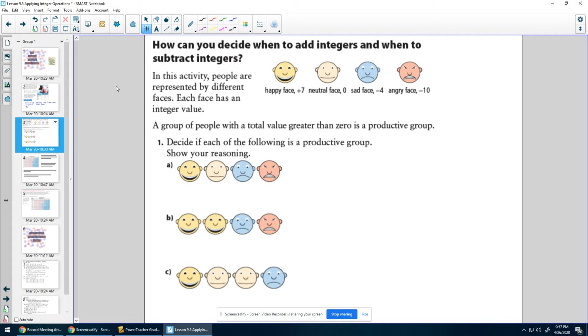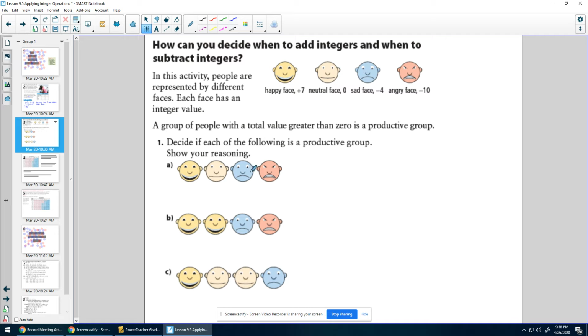How can you decide when to add integers and when to subtract integers? In this activity, people are represented by different faces. Each face has an integer value. So we have this happy face means +7, neutral face is 0, sad face is -4, angry face is -10. A group of people with a total value greater than 0 is a productive group. So if these total up to a positive number, then that's a productive group.